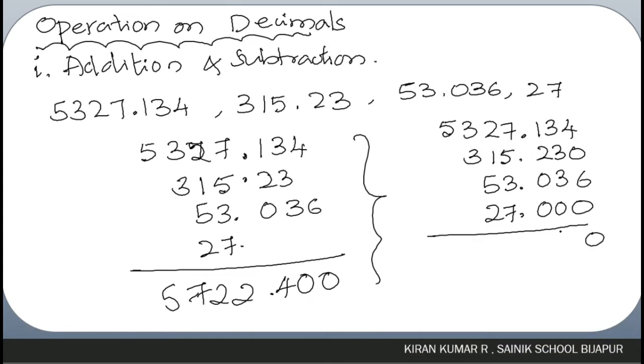4 plus 6 is 10. 1 is carried forward. 1 added to 3 is 4, plus 3 is 7, plus 3 is 10. 1 carry, we get 400 as the decimal part, and the whole part we need to add. 7 plus 5 is 12, plus 3 is 15. 15 plus 7 is 22. 2 carried forward. 2 plus 2 is 4, plus 1 is 5, plus 5 is 10, plus 2 is 12. 1 carried forward, we get 3 plus 3 plus 1, 7. So 5722.400. In order to add or subtract, it's always preferable to write the numbers one below the other.